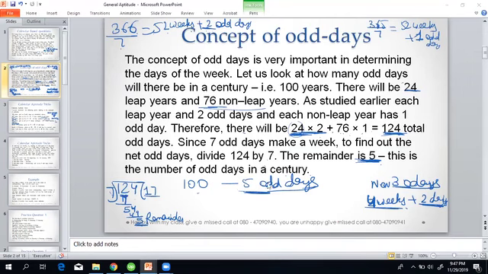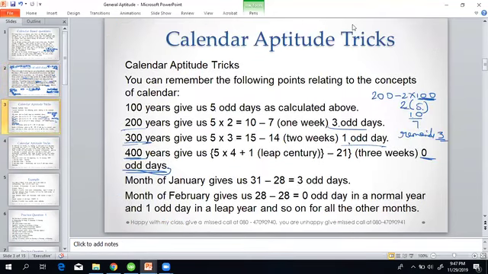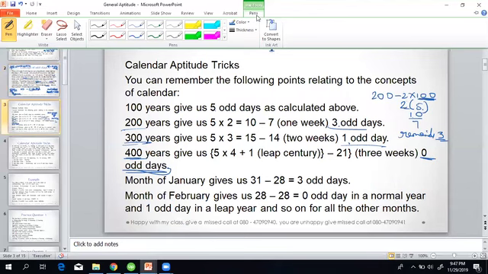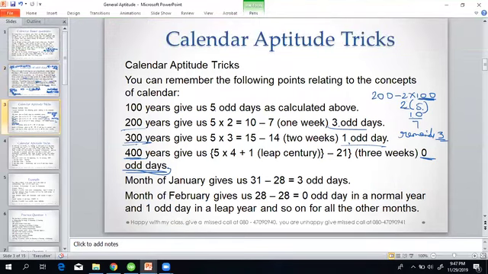Does this make sense now? So just remember, in the questions there is no need to calculate it for 100 years. It is just for your knowledge. So 100 years gives us 5 odd days, 200 years gives us 3 odd days, 300 years gives us 1 odd day, and 400 years gives us 0 odd days, meaning there are total complete weeks. So remember these things. 100 means the century: 1 century, 2 centuries, 3 centuries, and here 4 centuries.